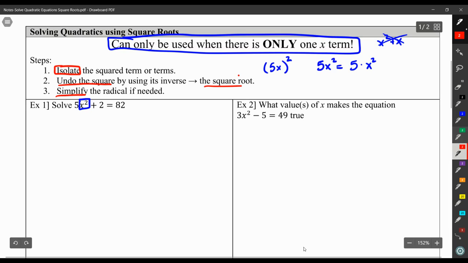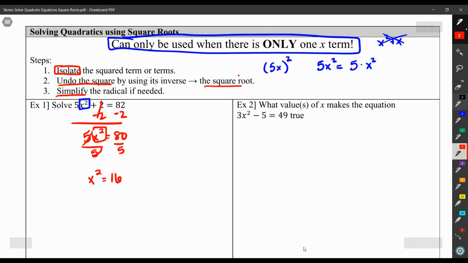How do we get the x squared part by itself? Well, you're going to solve like normal. We're going to subtract 2 from both sides, and we end up with 5x squared equaling 80. And then I still need this x squared by itself, so we're going to divide out the 5. And we end up with x squared equaling 16.